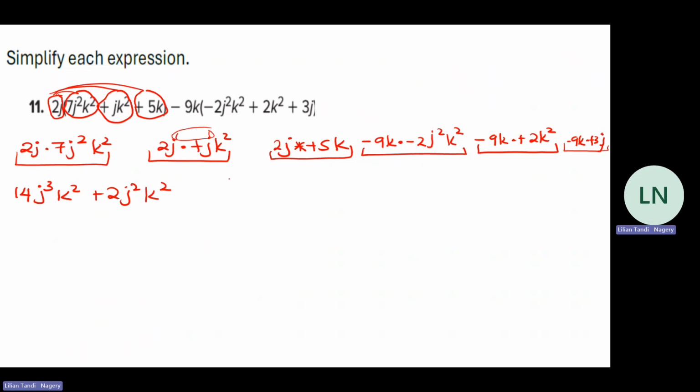All right. Positive 10jk, positive 18j squared k squared, negative 18k cubed, and negative 27jk.